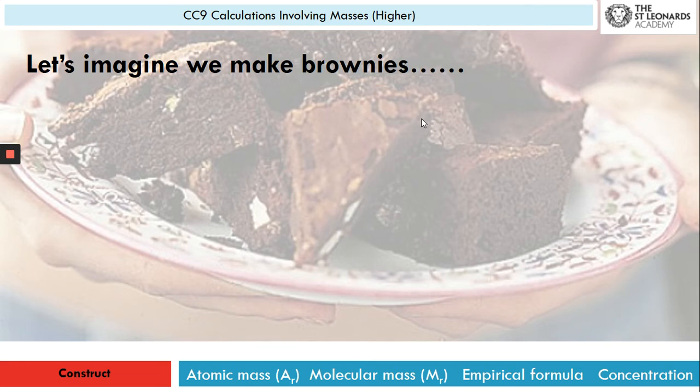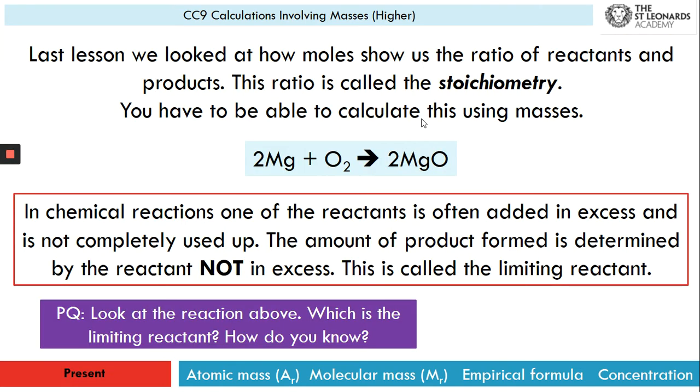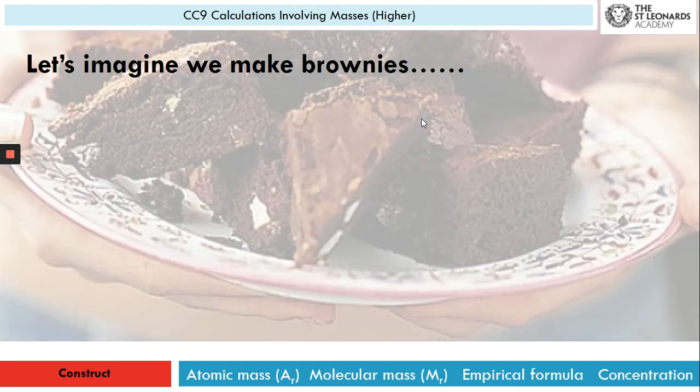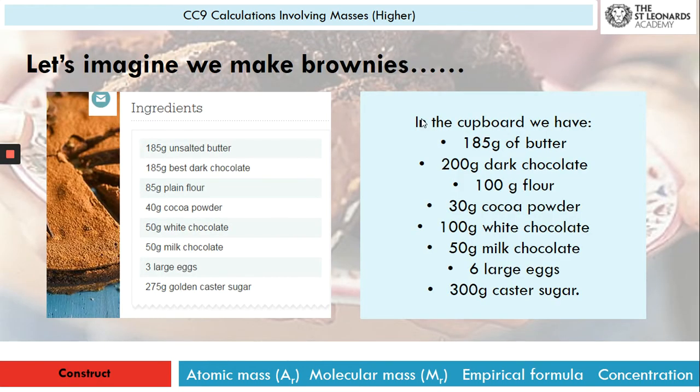So if we're thinking about the limiting reactant and whether something is in excess or not in excess, imagine we're making brownies. Okay, so we've got the ingredients that we need to make those brownies on the left-hand side, and in the cupboard we've got this number of stuff for each of that ingredient. Okay, so a lot of it you can see there is either the same or more, but there's one thing there where we don't have enough compared to the recipe. So it's that one that determines how many brownies we can actually make.